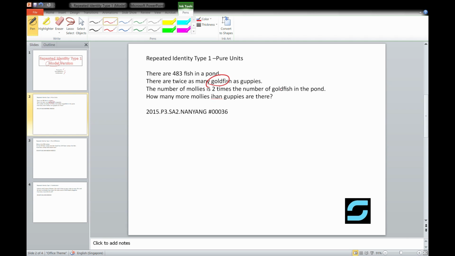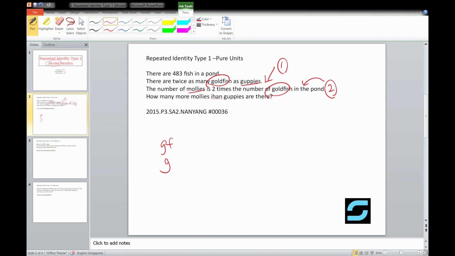So for this question you have the goldfish comparing against guppies, and then the mollies comparing against the goldfish. Generally speaking, what I tell my students is that if it's a non-internal transfer question, you draw a unit scenario first. So in this case, we have two unit scenarios, one here, two here. What we do is just draw from left to right or top down.